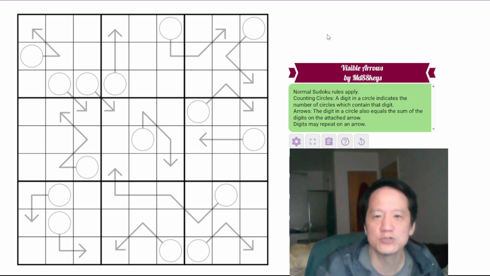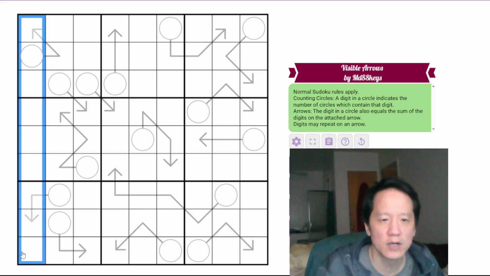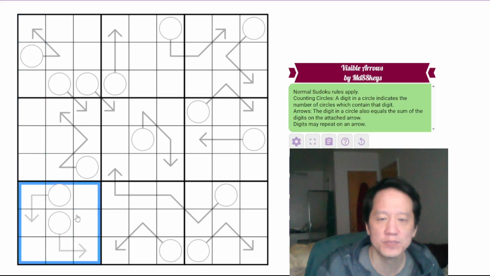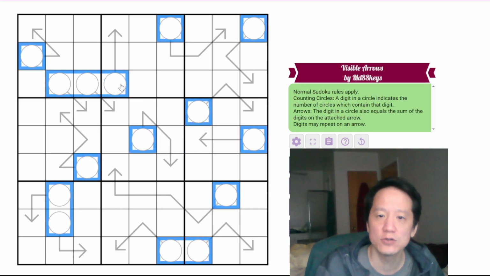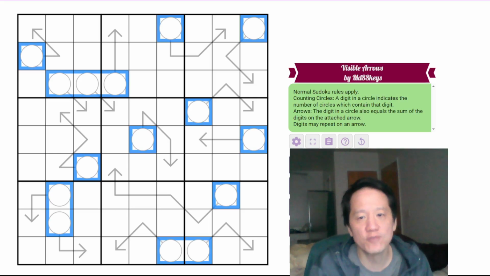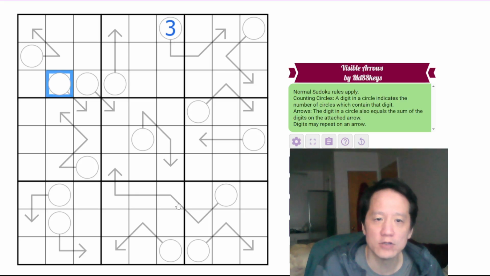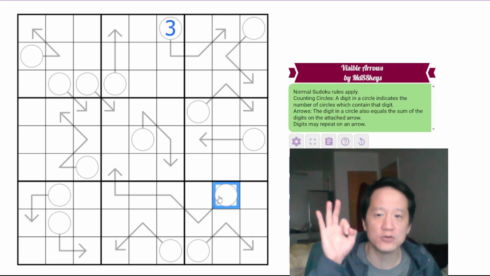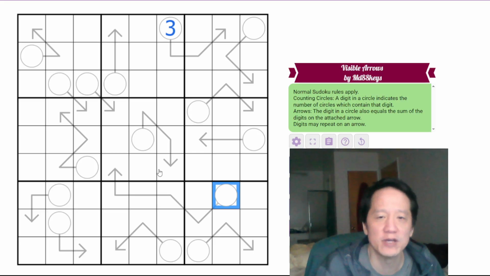Normal Sudoku rules apply, which means fill the entire grid with the digits 1 through 9 without repeats in any row, column, or box. We also have counting circles, where a digit in a circle indicates the number of circles which contain that digit. So, for example, if you were to have a 3 here, you would know that there are, in total, 3 circles which contain a 3.